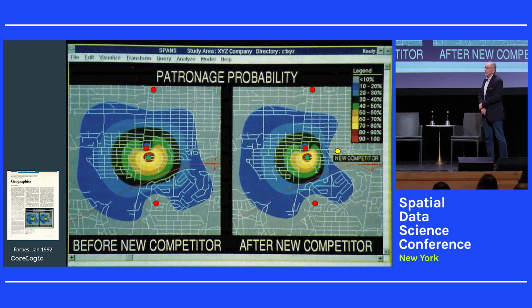I stole this too. This came from an article way back in January of 1992 in Forbes magazine. Now, I want you to notice one thing about this article. The title of the article is Geographics. It's not GIS, it's not geospatial. People reading Forbes magazine did not know what the word geospatial meant. And so it was interesting to see how this actually was portrayed.